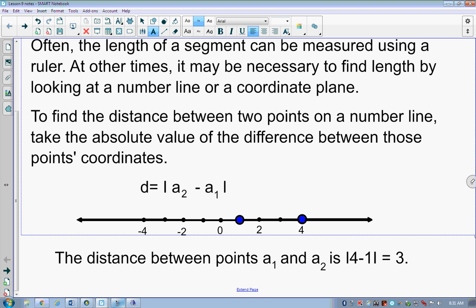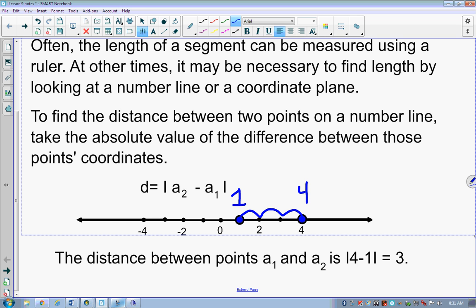So distance here is the absolute value of A2 minus A1. Okay, the distance doesn't change. Either one can be point number 1. We've got 1 and 4, right? You can tell as you count here, 1, 2, 3, what the distance is. But if I work this out, the absolute value of 4 minus 1, well, that's 3.